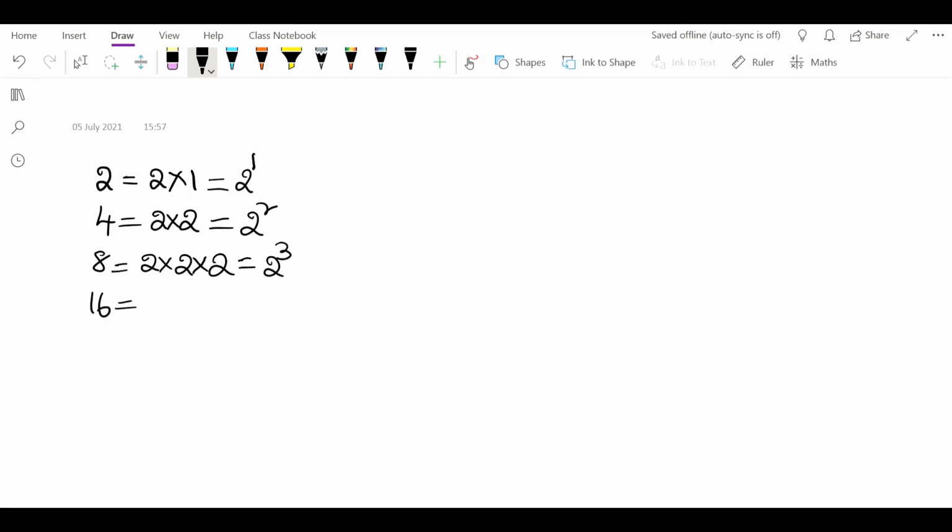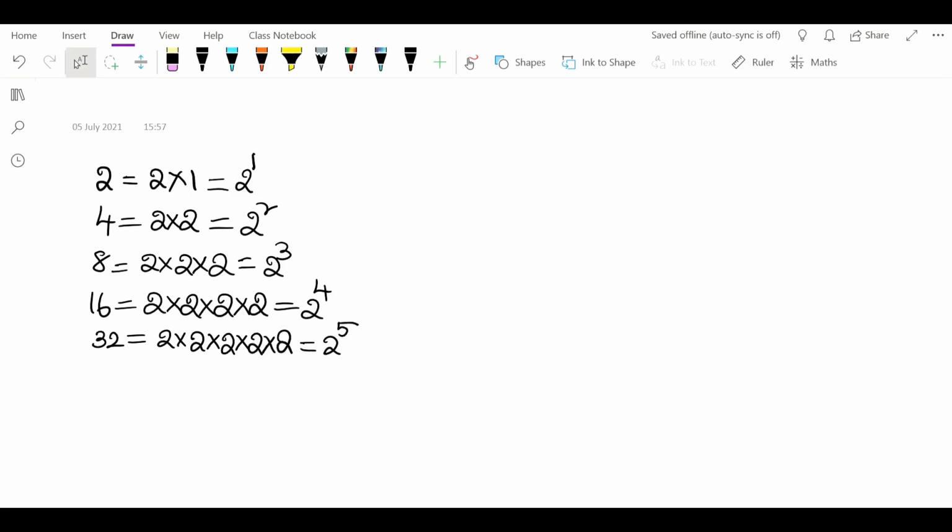16. 16 can be written as 2 into 2 into 2 into 2. Here 2 is multiplied by 4 times. This can be also written as 2 to the power of 4. 32. 32 can be also written as 2 into 2 into 2 into 2 into 2. Here 2 is multiplied by 5 times. So this can be also written as 2 to the power of 5.